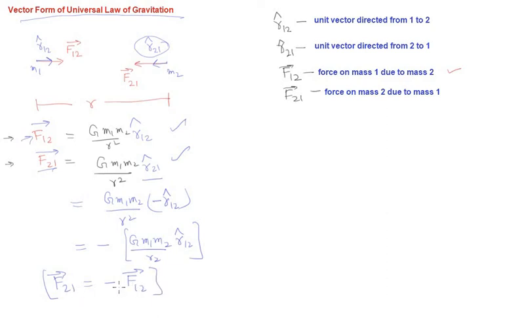Now these forces are equal and opposite, so they form action-reaction pairs. They are following Newton's third law. That is why we say the universal law of gravitation follows Newton's third law.